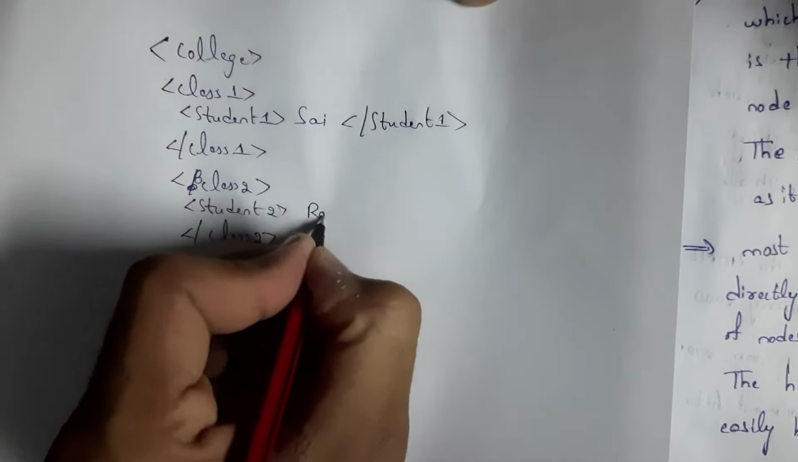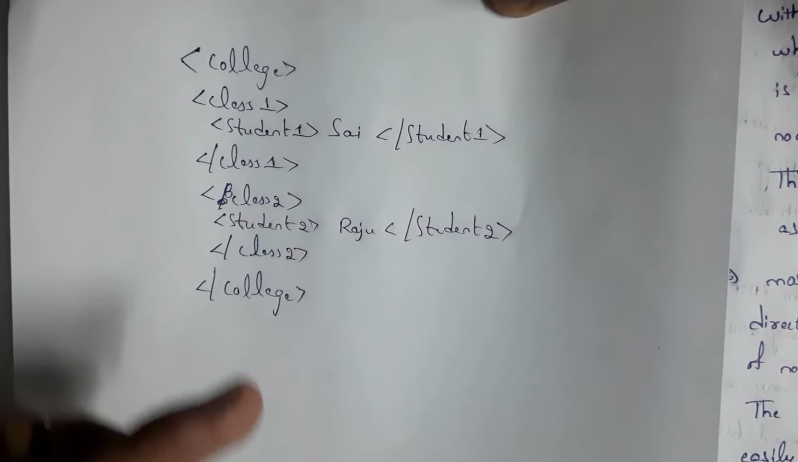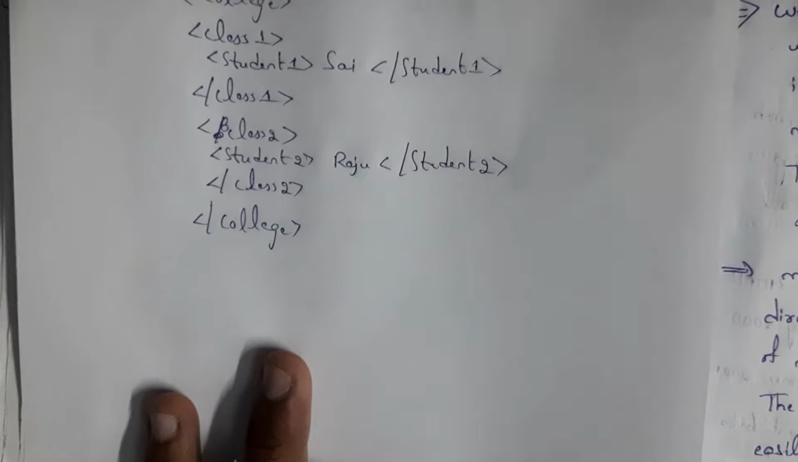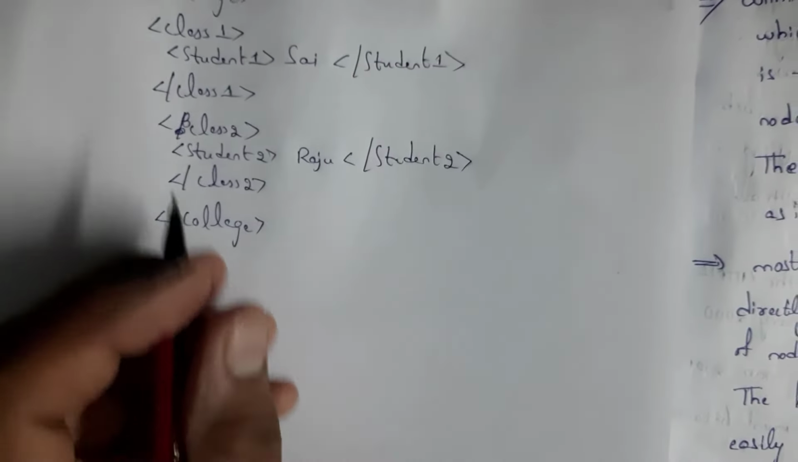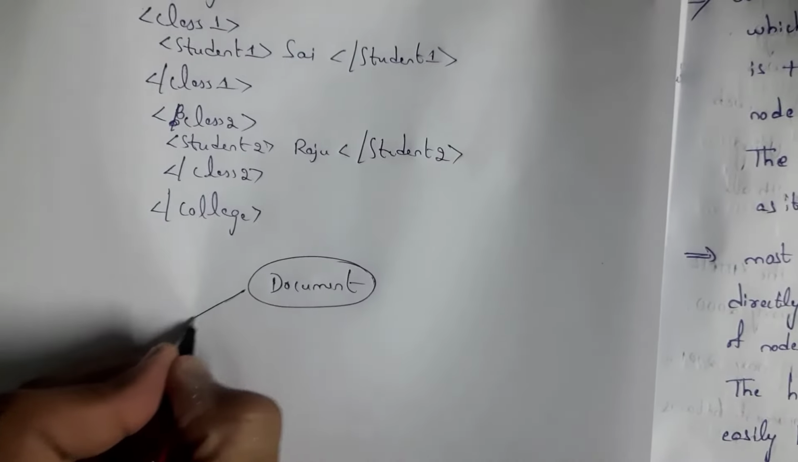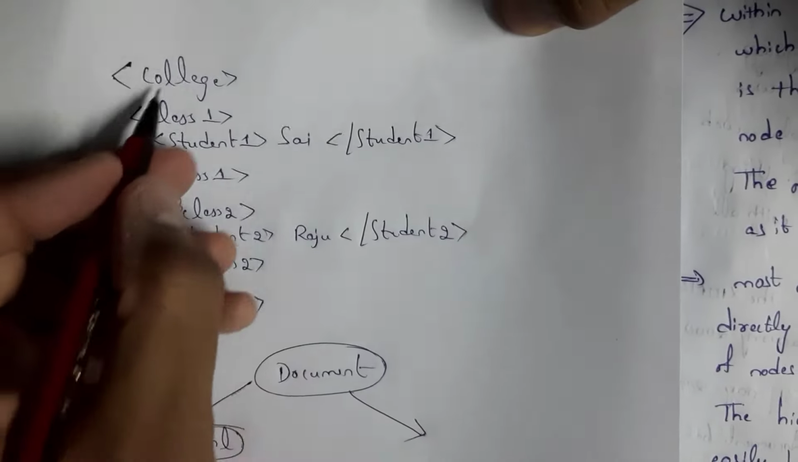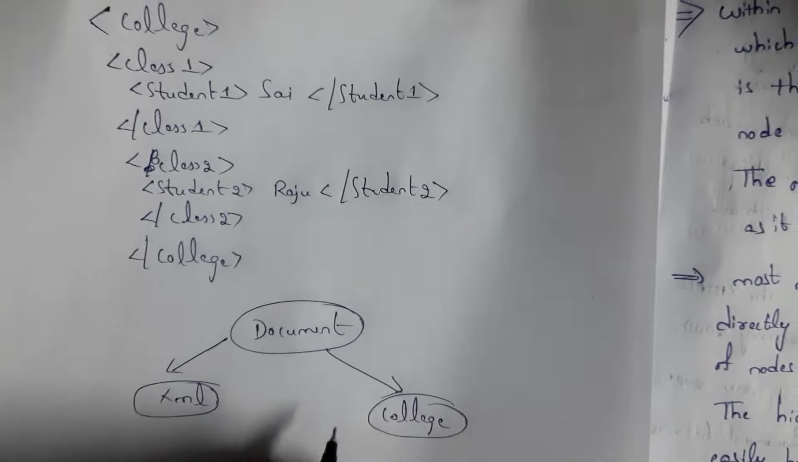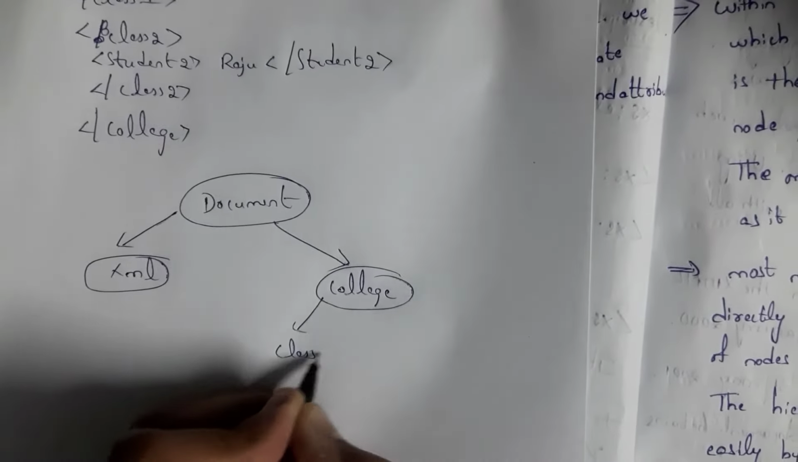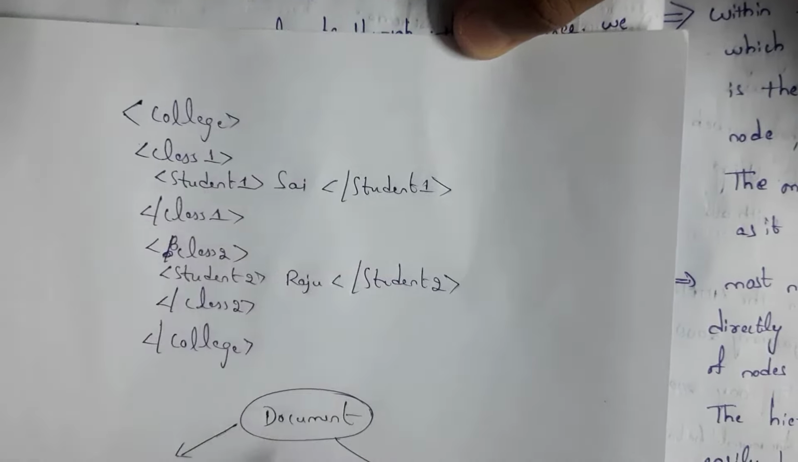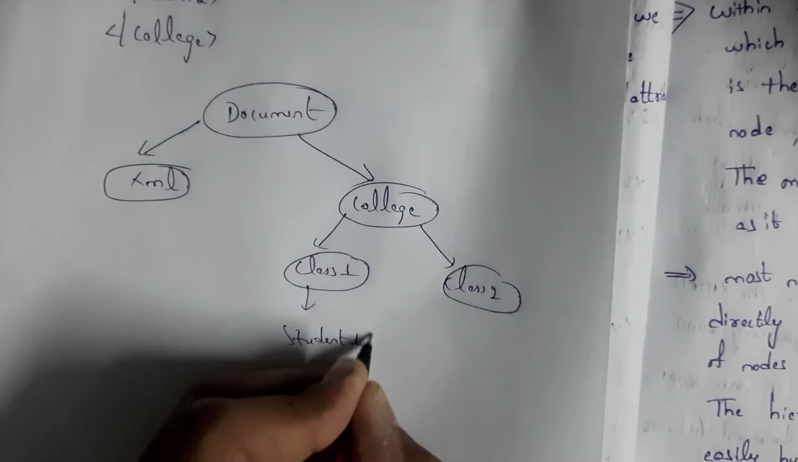His name is Raju. I want to represent this entire XML document in the form of a tree structure by using XML DOM. So the output looks like this: document type is XML and here we need to write the root element, college. Inside college there are class 1 and class 2. Inside class 1 there is student 1, and his name is Sai.